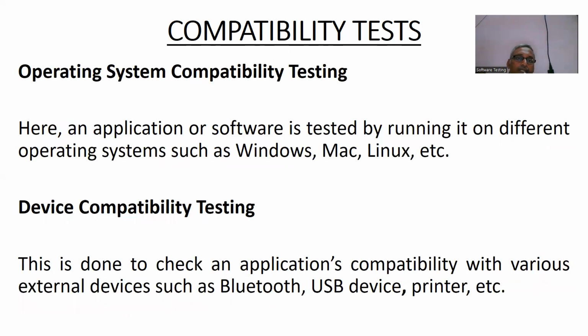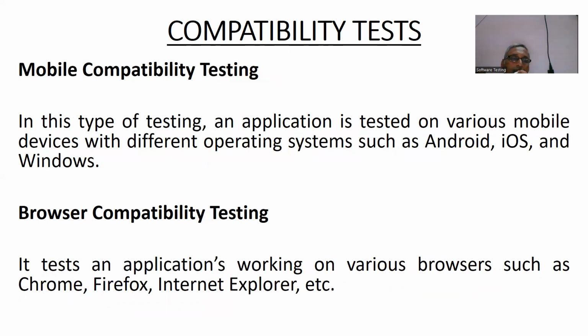Next one, operating system compatibility testing. An application software is tested by running it on different operating systems such as Windows, Mac OS, and Linux, etc. Next one, device compatibility testing. This is done to check the application's compatibility with various external devices such as Bluetooth, USB devices, and printers, etc. Next one, mobile devices. An application is tested on various mobile devices with different operating systems such as Android, iOS, and Windows.